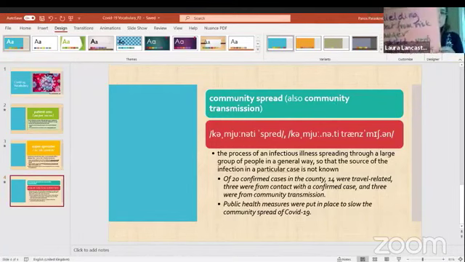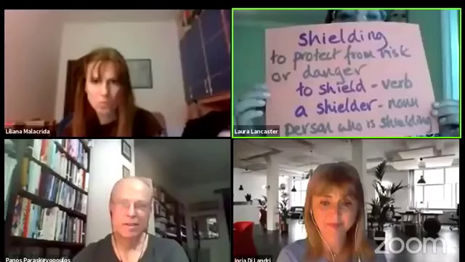So my 3 words of the pandemic, my favorite 3 words. First word is shielding. So shielding means to protect from risk or danger, coming from the word to shield, and a shielder is the noun. So that is a person who is shielding.